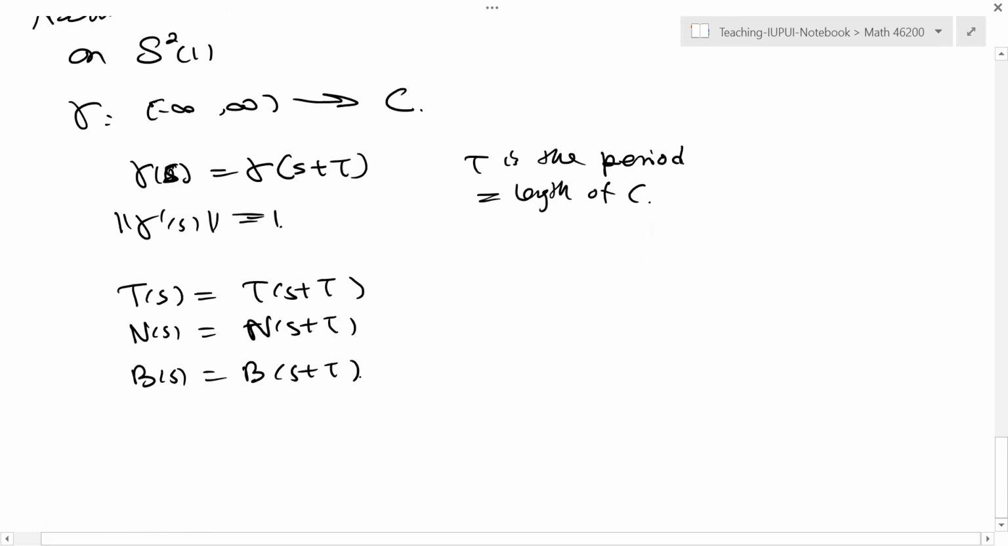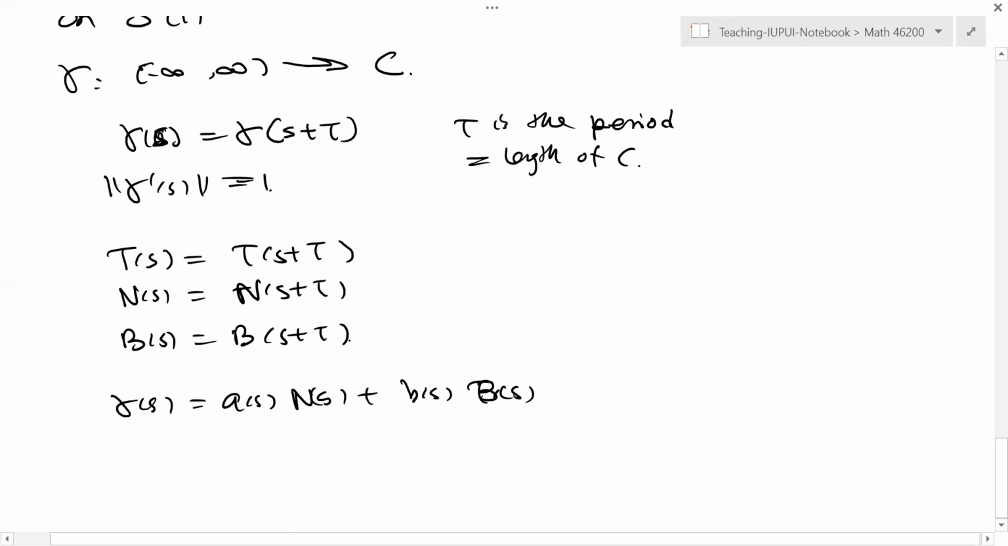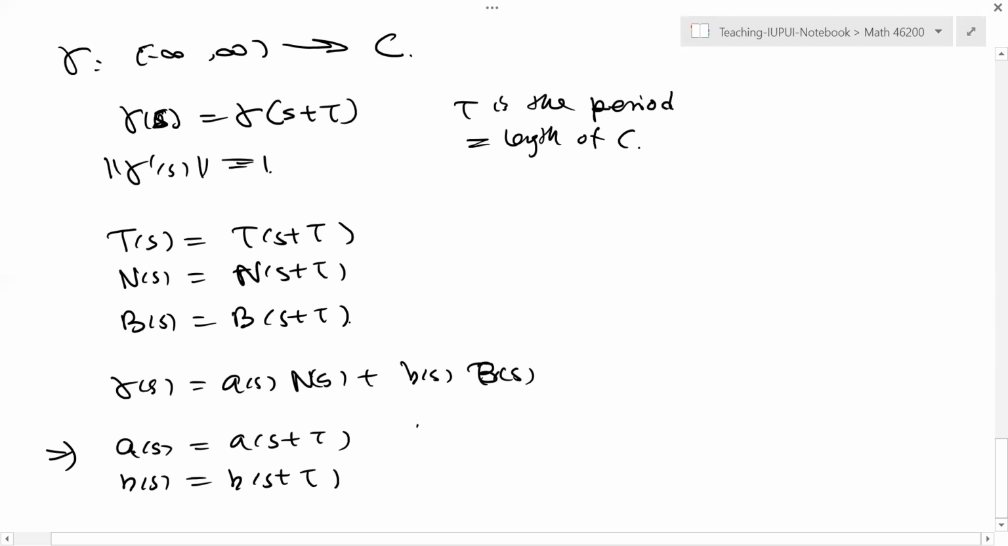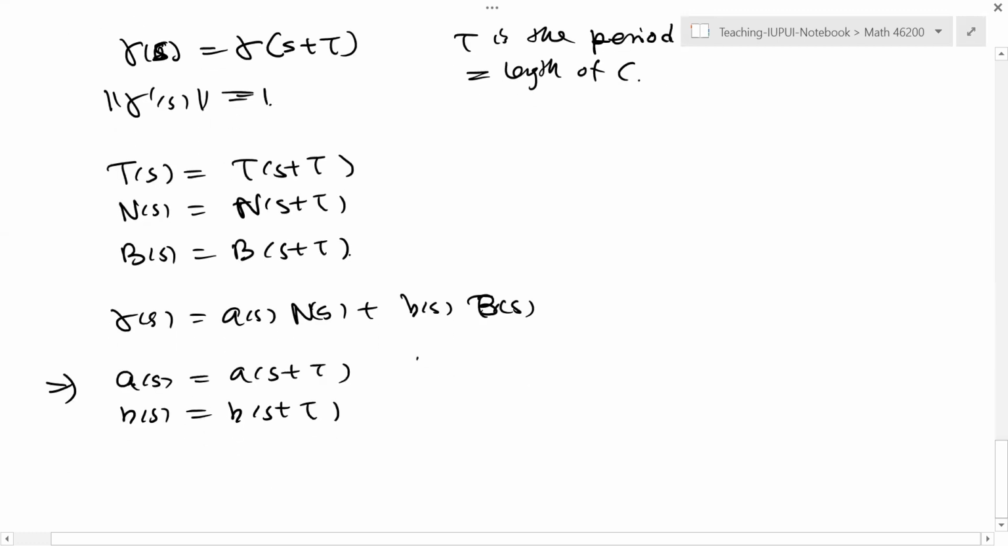Now using this, we get the following property. Remember gamma is going to be a(s) N(s) plus b(s) B(s), right? Therefore, the coefficients a(s), b(s) are also periodic functions. So this implies a(s) equals a(s plus T), b(s) equals b(s plus T), right? So everything is periodic.